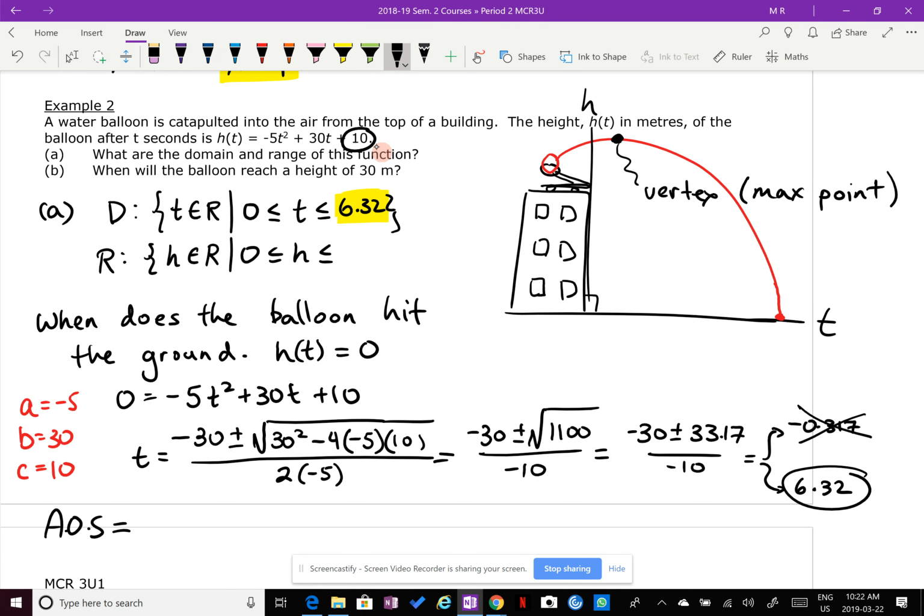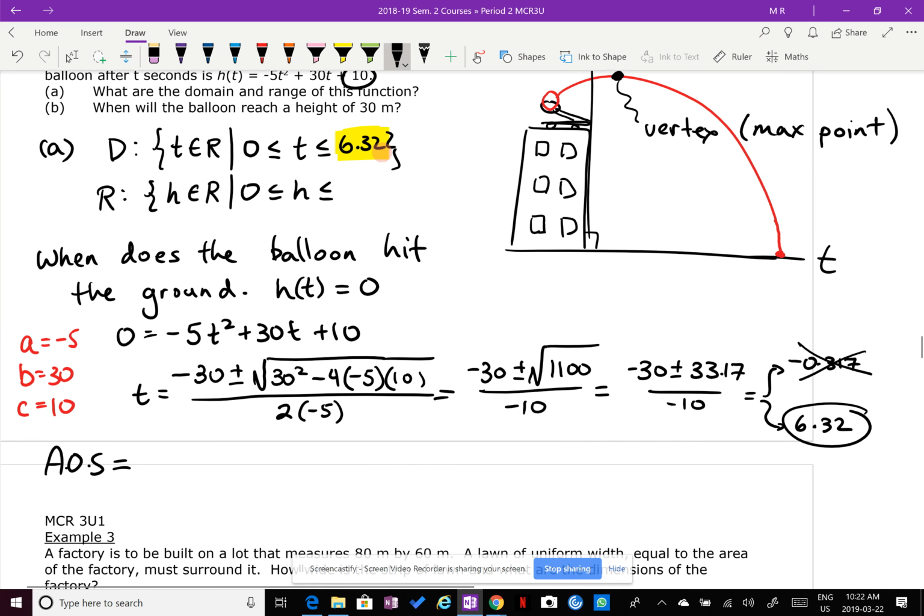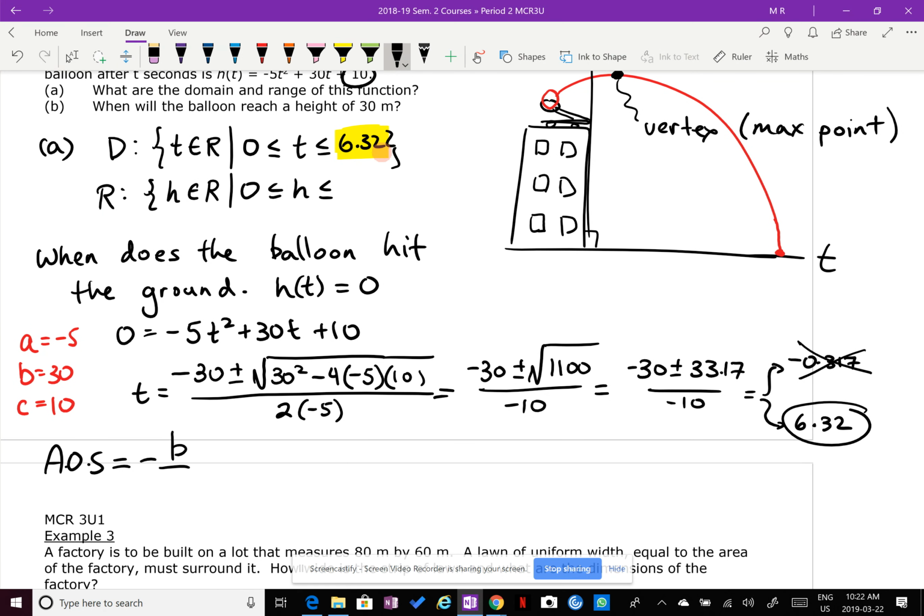Okay, to get my vertex, I need the axis of symmetry. So I start with that. Negative b over 2a. And that's equal to, plug in your b value, negative 30 over 2 times a, which is negative 5. 30 over 2 times 5 is negative 30 over negative 10. And negative 30 over negative 10 is positive 3.